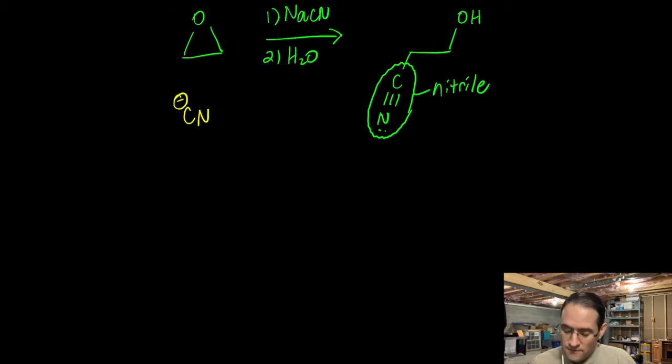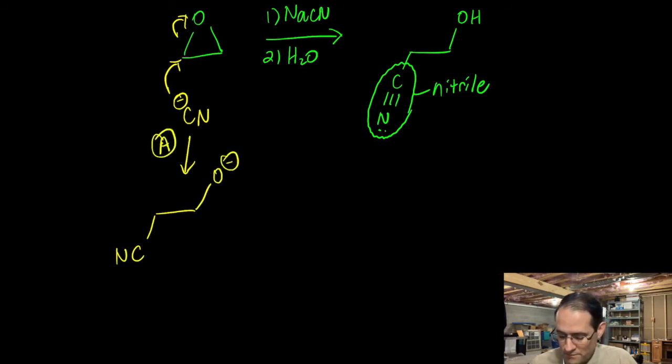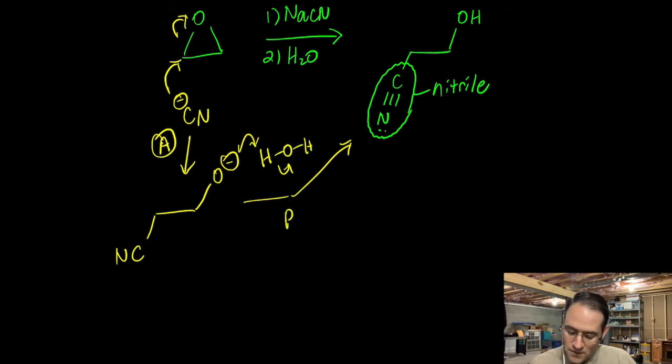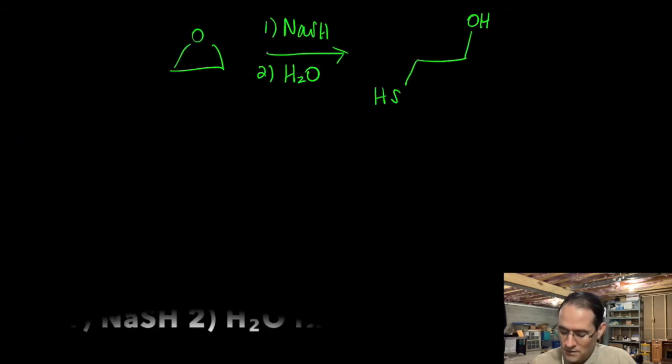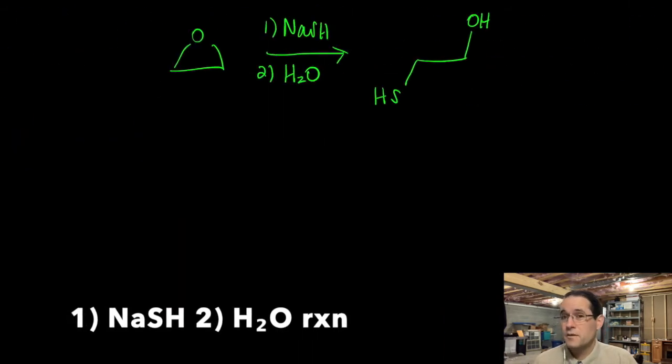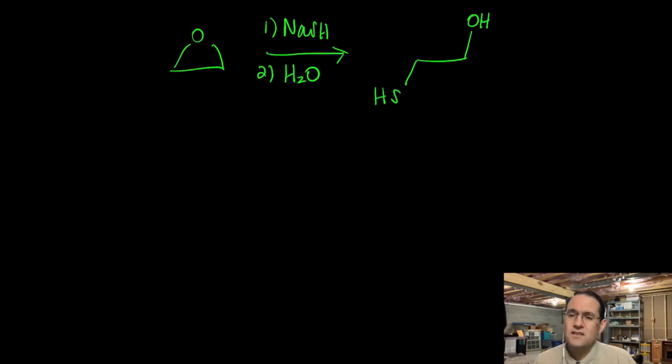The procedure involves cyanide, which has a formal negative charge on carbon, attacking the epoxide at the carbon atom, giving you a new carbon-carbon bond. The alkoxide then, after it's formed, is reacted with water in a second step to give you the neutral product here. Okay? So again, these are attack, then protonation. Let's look at another example.